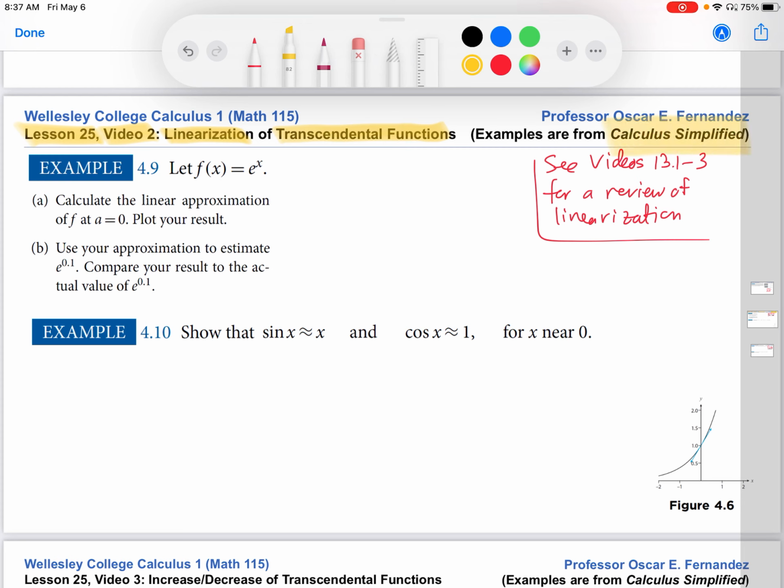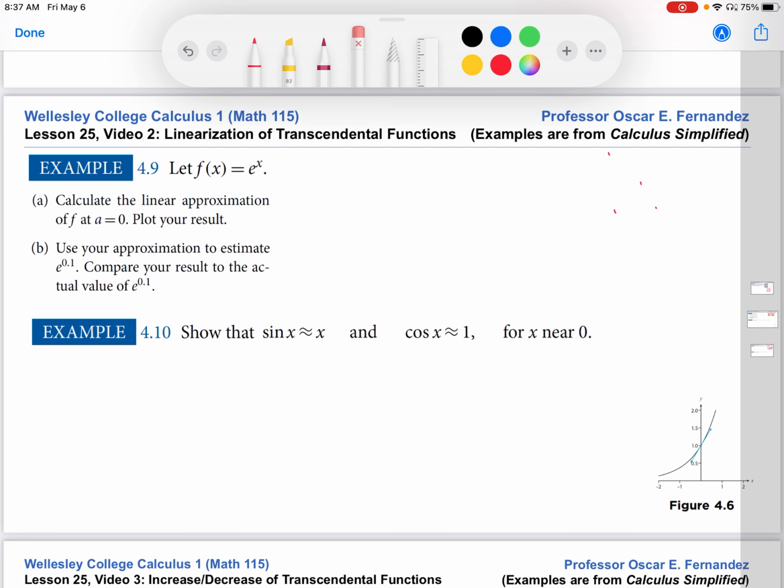So the first thing I want to mention is that because we are talking about linearization, and this is lesson 25, we've already done some work on this topic. So see the videos in lesson 13, videos 13.1 through 13.3, if you'd like a quick little review of linearization. I'll be using many of the fundamental formulas and concepts from there in this video. Okay, so let's take a look at these two examples.